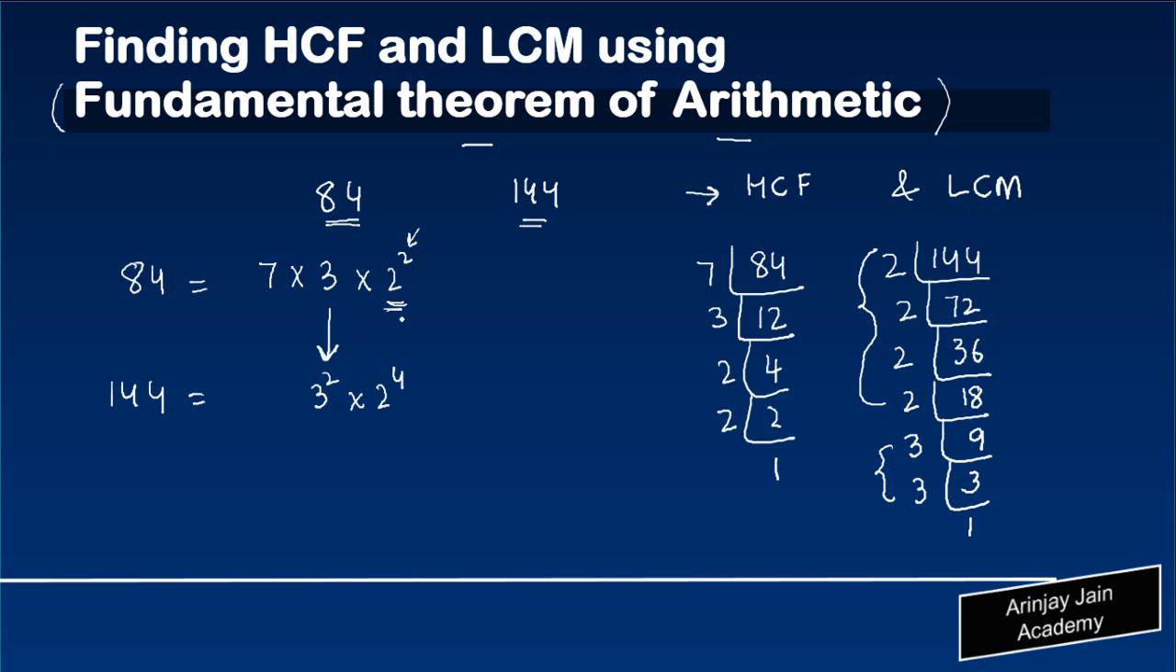Please note I've written this just below the other number, because that helps you find the HCF and LCM. We don't have any 7 in this, so I can just write this as 7 to the power 0. Here it is 1, here it is 1.